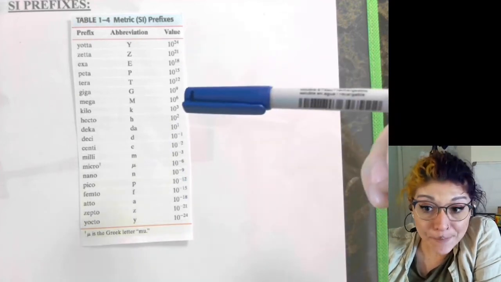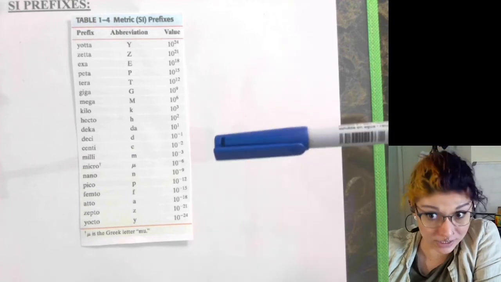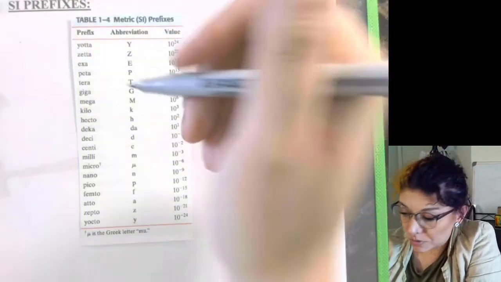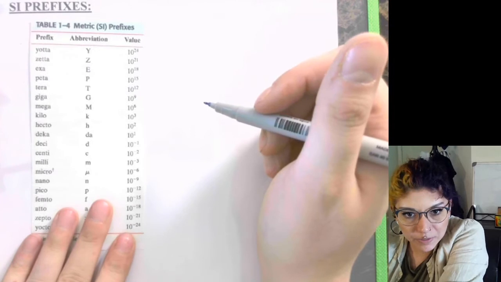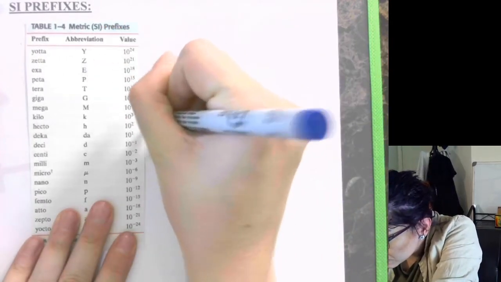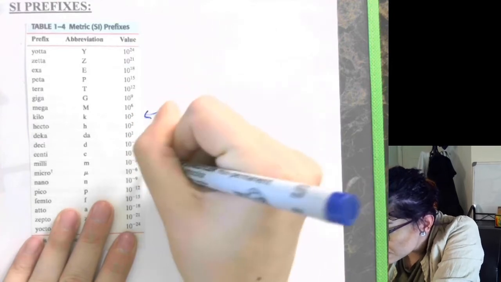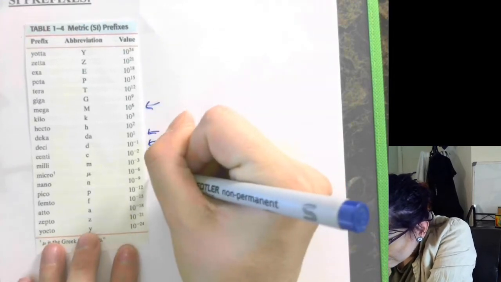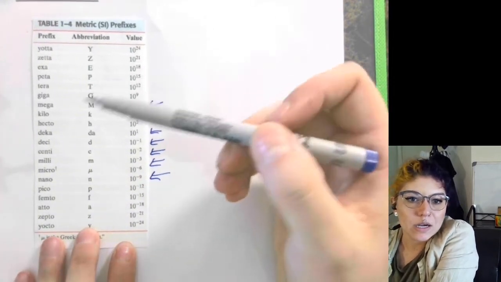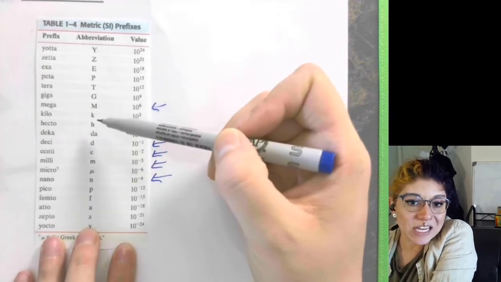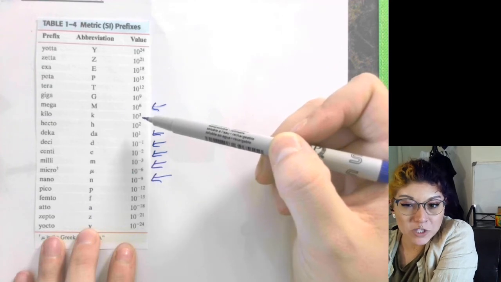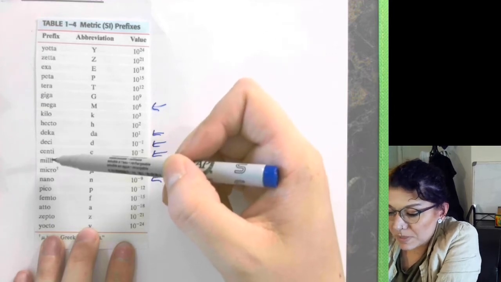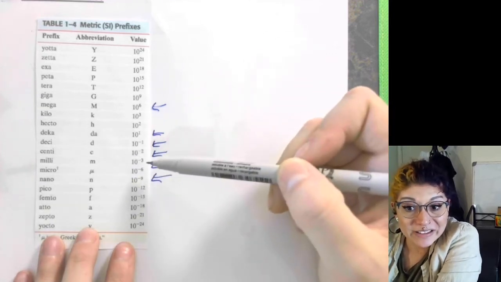However, there are a couple of common ones that are going to come up continually that you should know. That is in one of your homework problems. It includes kilo, deci, centi, milli, micro, and nano. See how we have the prefix kilo, abbreviation K, and its value, which makes a little more sense when we're going to look at the scientific notation. So again, for example, milli, M, 10 to the minus 3.